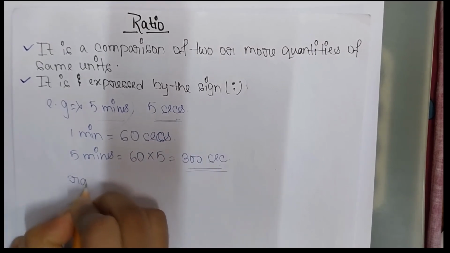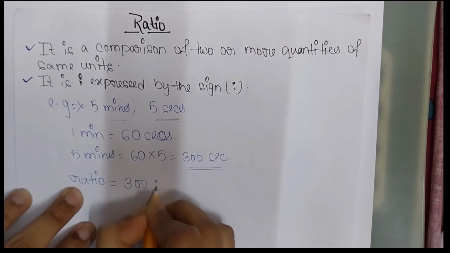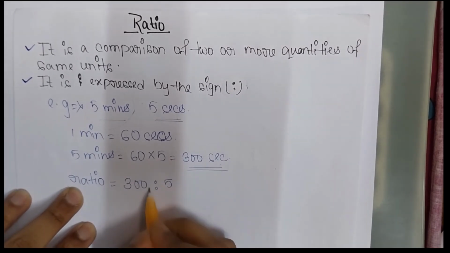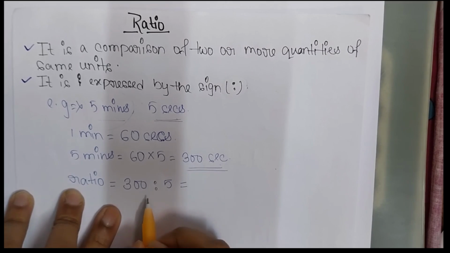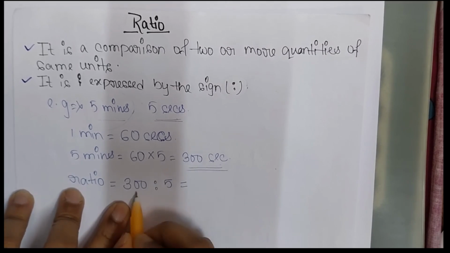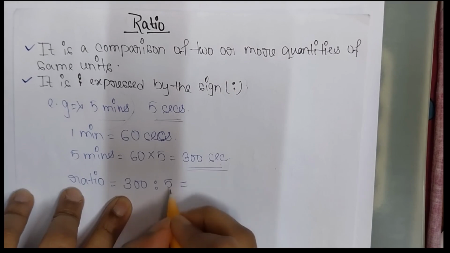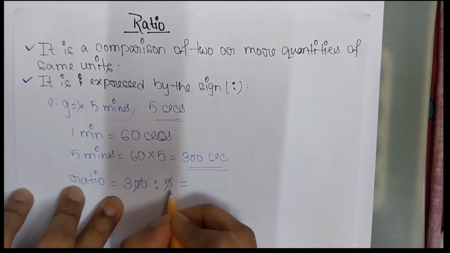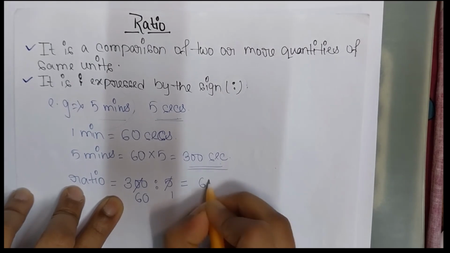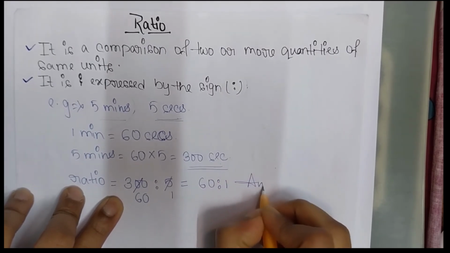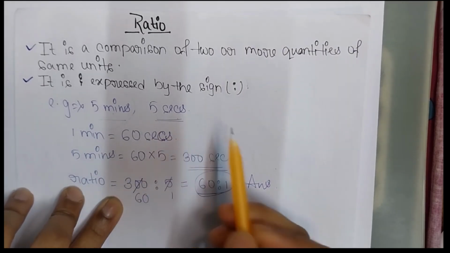So the ratio is equal to 300:5. This sign is called the ratio sign. Here we find the ratio by dividing both sides of the ratio by the same number. So if we cut the numbers by 5, 5 ones are 5 and 5 sixes are 30, and the zeros remain. So this is the ratio of 5 minutes and 5 seconds.